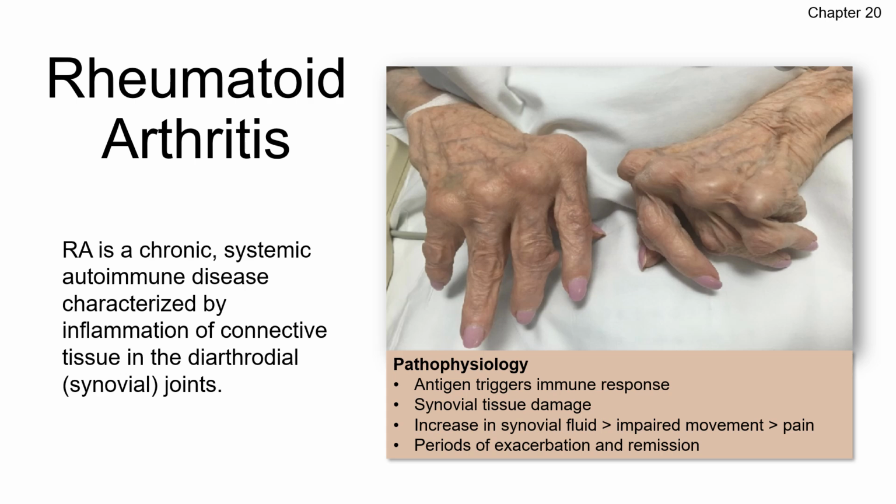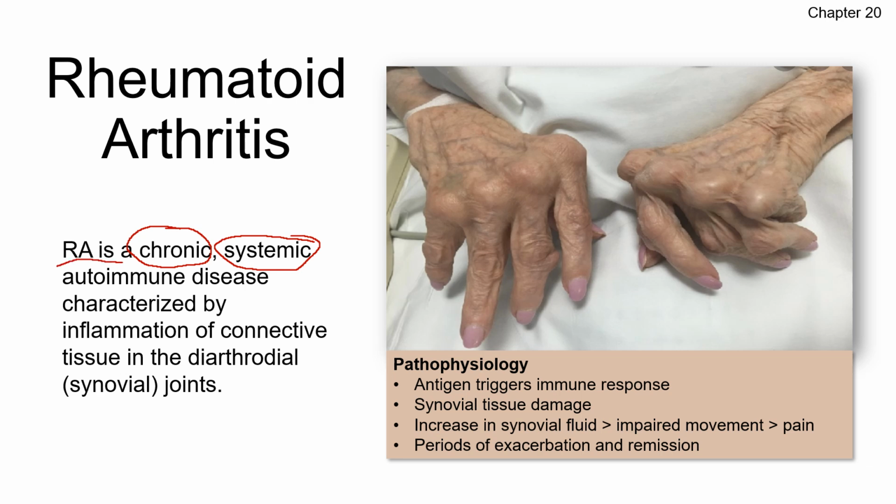Next is rheumatoid arthritis. So you always want to keep them straight, osteoarthritis and rheumatoid arthritis, because they are different. So RA is a chronic systemic autoimmune disease characterized by inflammation of the connective tissue in the diarthrodial synovial joints. All right. So here we have chronic, okay, so similar to osteoarthritis, systemic. Okay, with osteoarthritis, it was only on the joints, but RA is systemic, which means it's going to affect the whole body.